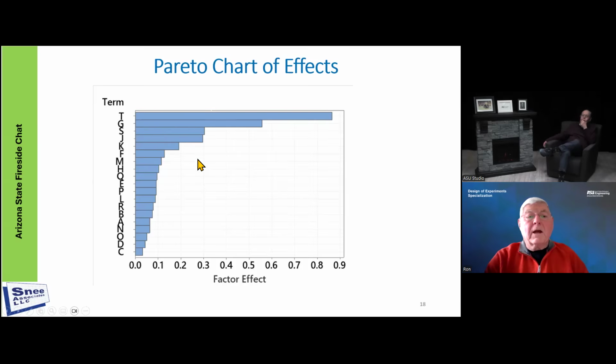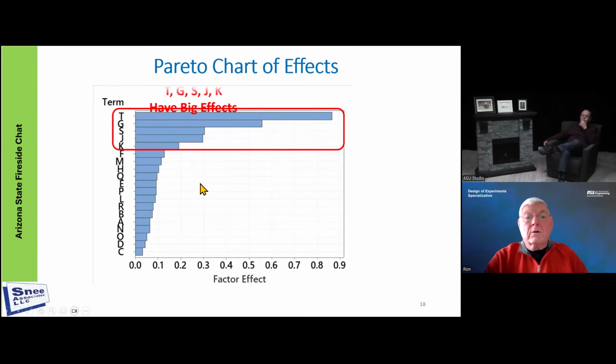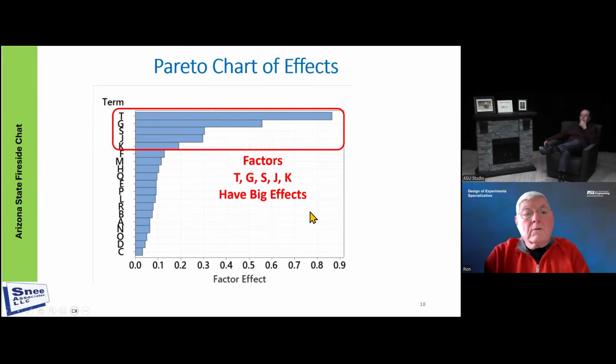And you see there's 5 large ones here. And so those 5 large ones were factors T, G, S, J, and K. And we'll talk about those a little bit more in a moment. But the key thing here is these are large effects. You hear people talking about these being the big bars on the Pareto distribution. The only problem is you don't know whether the effect is positive or whether it's negative.